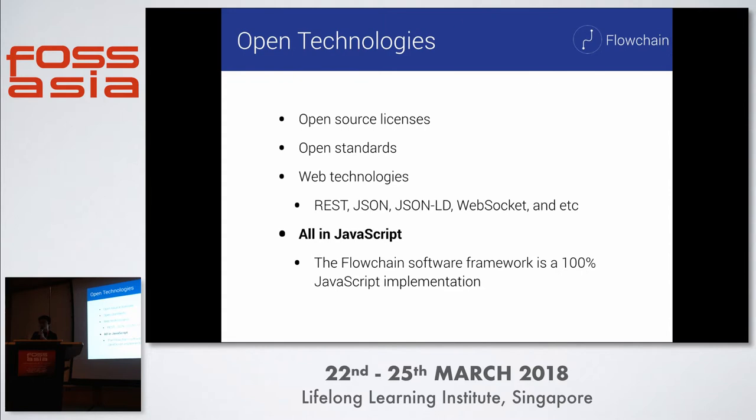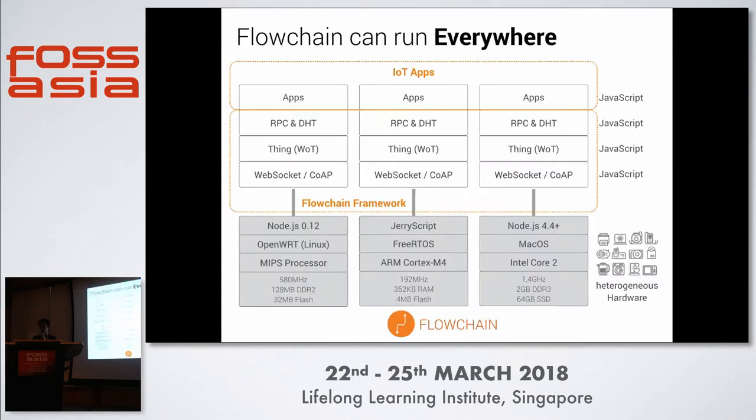The idea is that a Flowchain application server runs on a wide range of hardware devices, from high performance devices such as cloud servers and your laptop to resource constrained devices. You can see the figure. The figure shows that the Flowchain framework uses a JavaScript runtime for high performance devices, while it uses JavaScript for resource constrained devices too. It means that you don't have to modify the code to run Flowchain on different hardware devices.